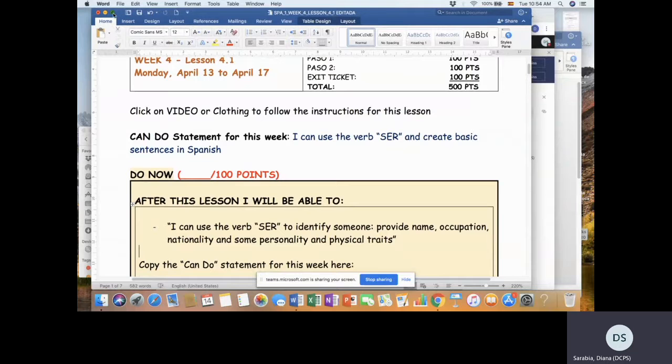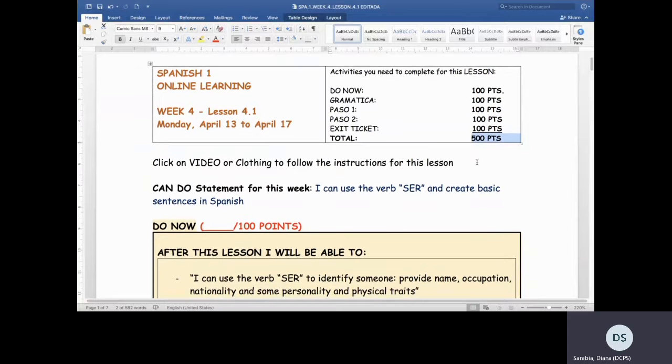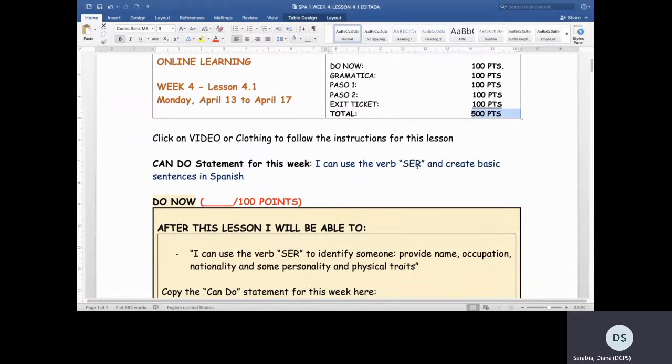Lección de hoy. En la lección de hoy, you need to accumulate a total of 500 points, 500 puntos, okay? So I'm going to walk you through this lesson. The goal of this week is to be able to use el verbo ser, the verb to be, to create basic sentences in Spanish. That's the main goal of this week.